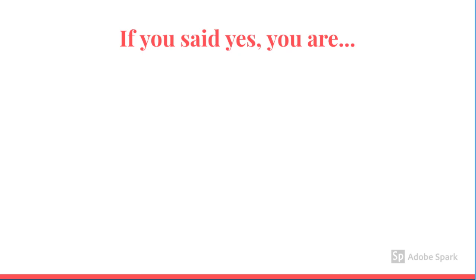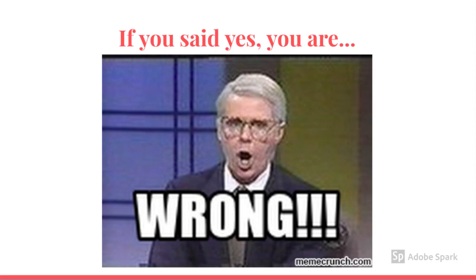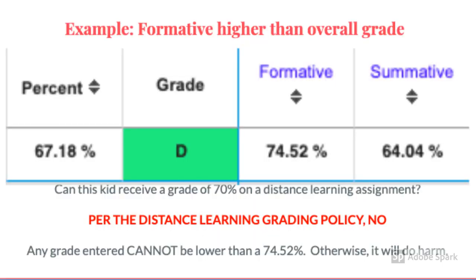If you just said yes to that answer, you are wrong. But that's okay. Don't beat yourself up. We all make mistakes. Let's figure out what happened to make this so wrong. Though a 70% is higher than the overall grade of 67%, it's lower than the formative grade average of a 74%. And because it's lower than that formative average and it's a formative grade itself, it will bring the overall average down, thus causing harm.